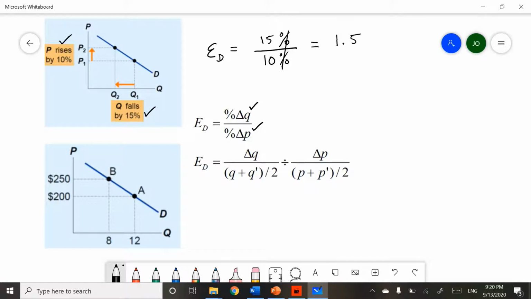So, this is a fairly easy example because the percentages were given. What if we don't have the percentages and all we have is the demand curve with information about the quantity and the prices? For this, we refer to the example on the bottom graph. Let's take a look.